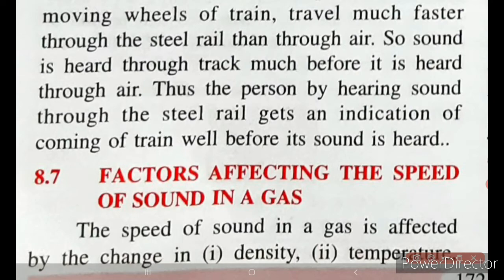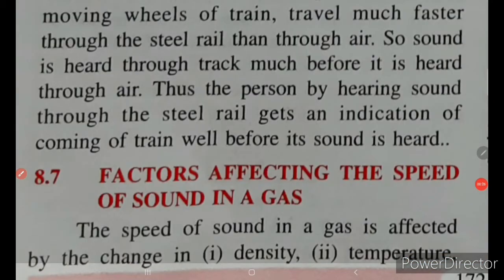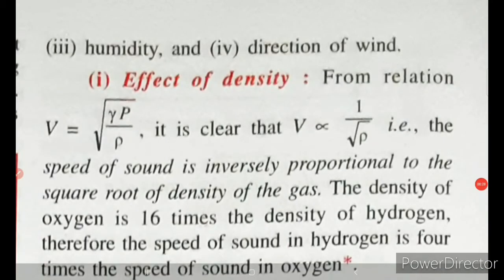Number 2, temperature. Density, temperature. Then the third one, humidity, and number 4, direction of the wind. Let us discuss all these points one by one. The first one being the effect of density.